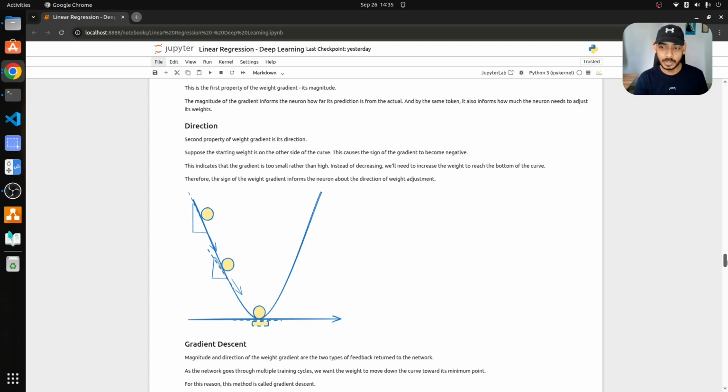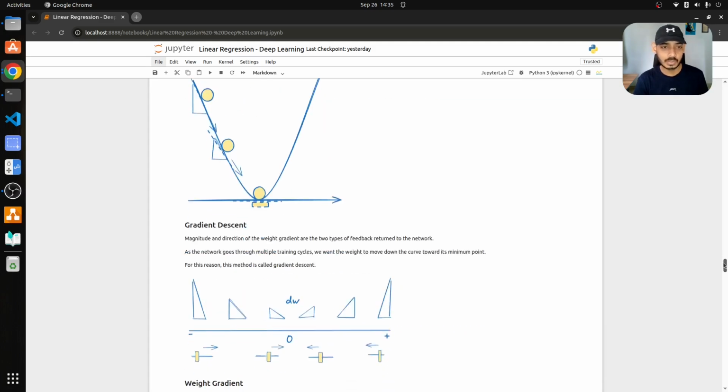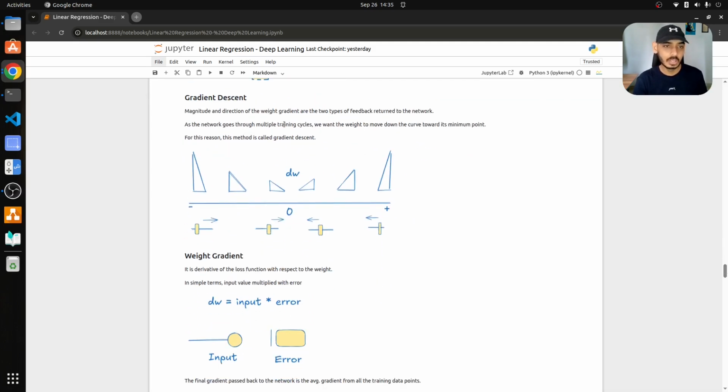Now this movement of the gradient value downwards is called gradient descent. So magnitude and direction of a weight gradient are two types of feedback returned to the network. So these are the feedback that we are talking about. As the network goes through multiple training cycles, we want the weight to move down the curve towards its minimum point. Initially the steepness will be there, and as you move down, either from this direction or this direction, the steepness will reduce and we finally will have a point which is minimum, such that we'll have MSE also minimum.